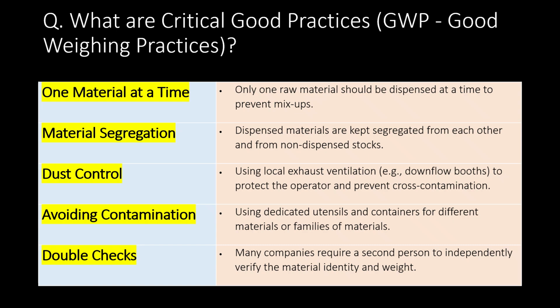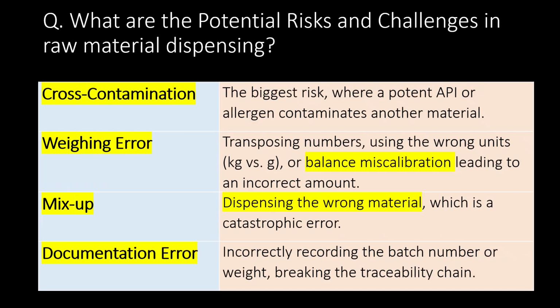What are critical good practices? GWP, good weighing practices. Good weighing practices are one material at a time, material segregation, dust control, avoiding contamination, and double checks. What are the potential risks and challenges in raw material dispensing? Refer to the table below for potential risks and challenges in raw material dispensing. The potential risks are mainly cross contamination, weighing error, mix up, and documentation error.